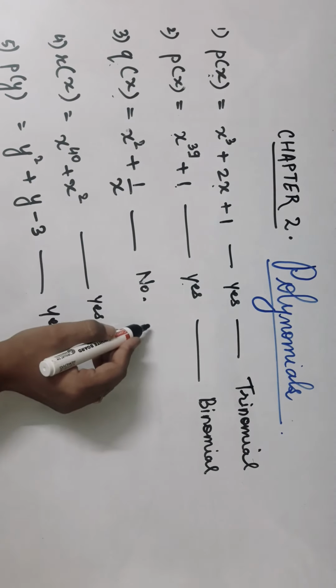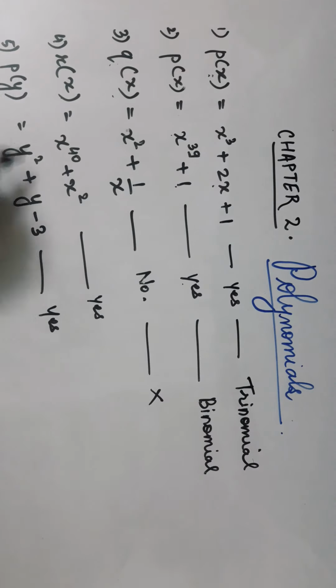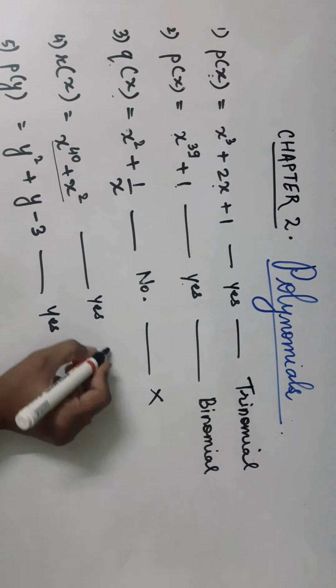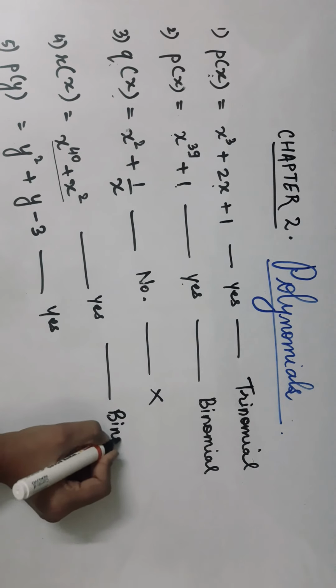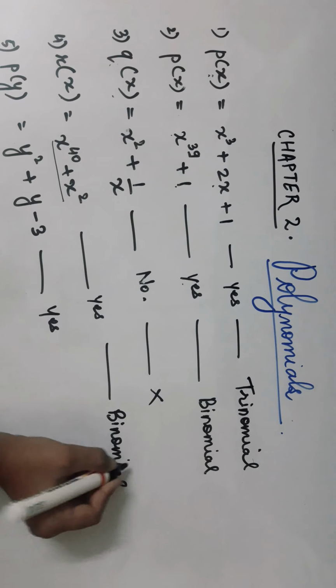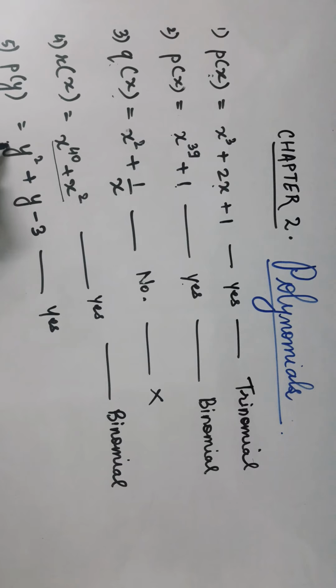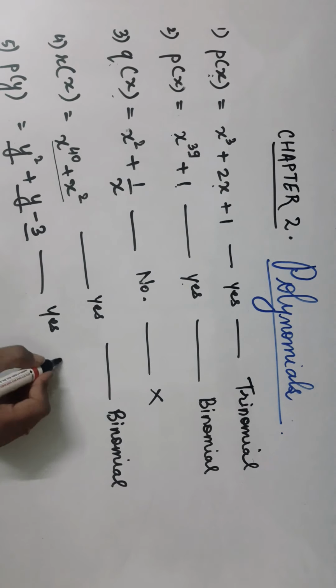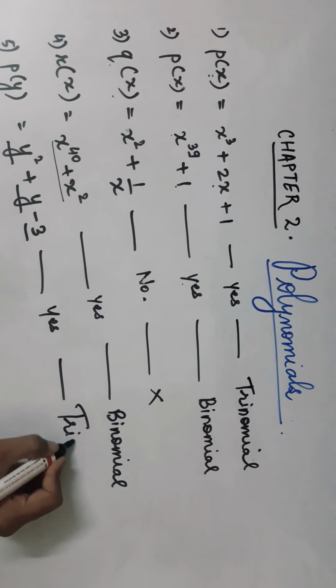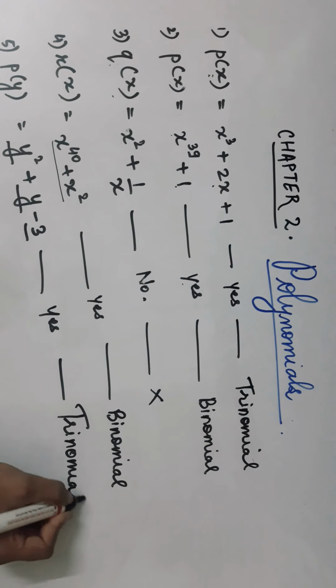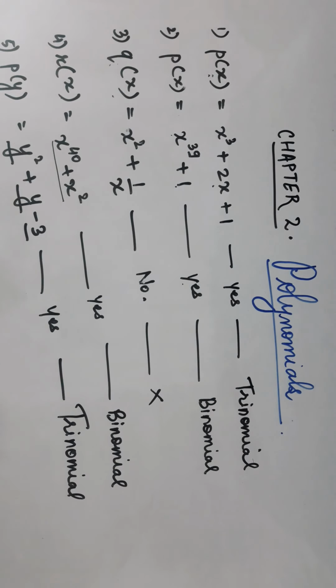Now it is not a polynomial, so we are not going to check it. R of x, how many terms are there? 1, 2. So it is again a binomial. Here how many terms are there? 1, 2, 3. So it is a trinomial. One more example let us take.